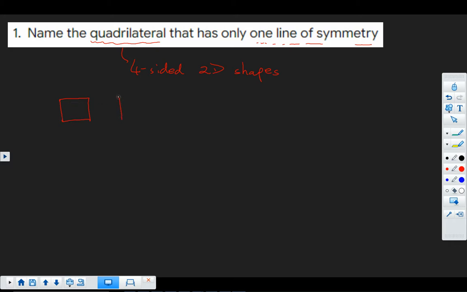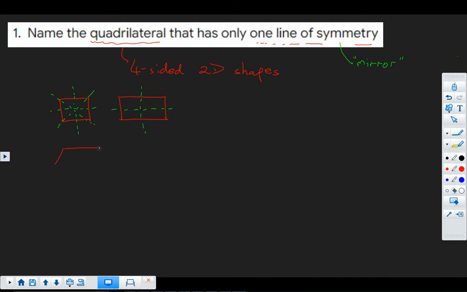Let's think about our rectangle. Now, lines of symmetry are mirror lines. So our square has lots, doesn't it? It has one down the middle here, it has one across the middle, has them going across the diagonal as well. So our square has lots of lines of symmetry. Our rectangle, again, has a vertical and a horizontal one down the middle. So that's not our shape at all, is it?